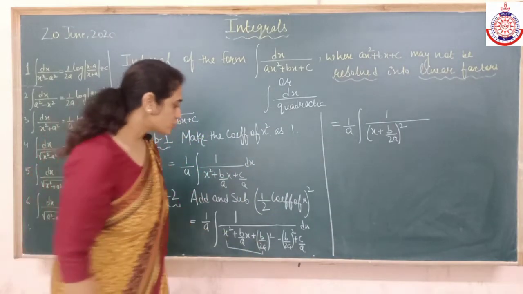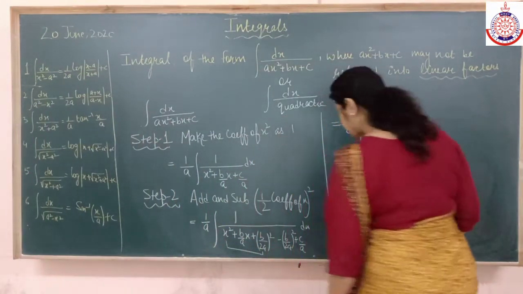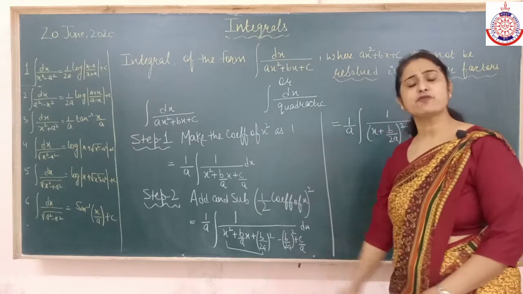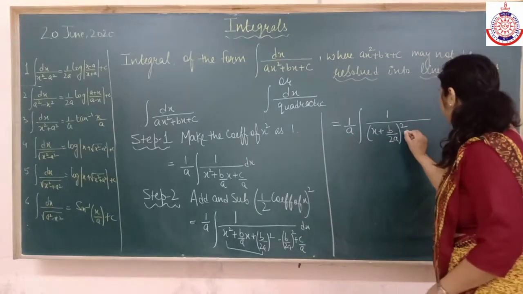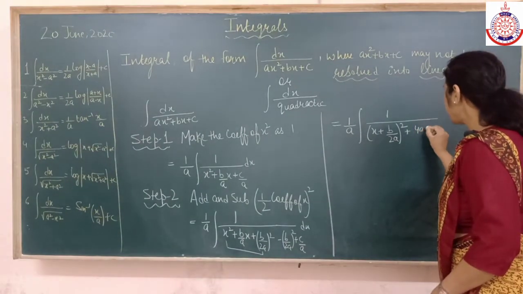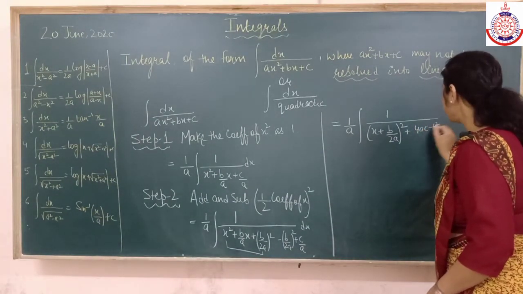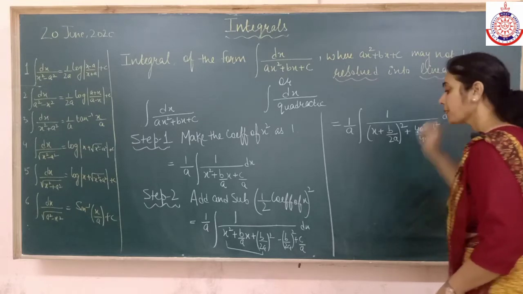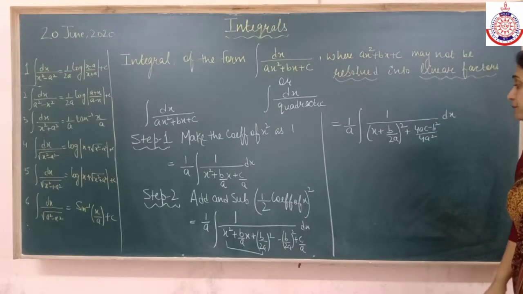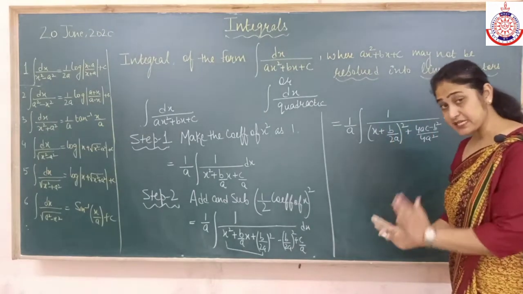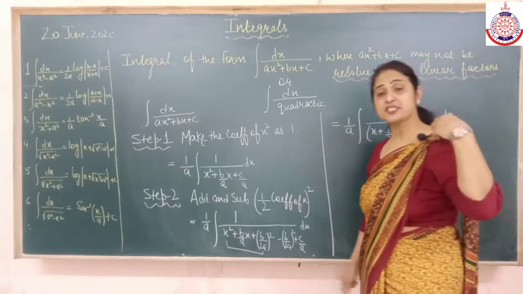And if I solve these two, what I will get? This is minus b square by 4a square. This is plus c by a. LCM would be 4a square. So if I just solve it, it will be 4ac minus b square by 4a square. Alright children? Fine.